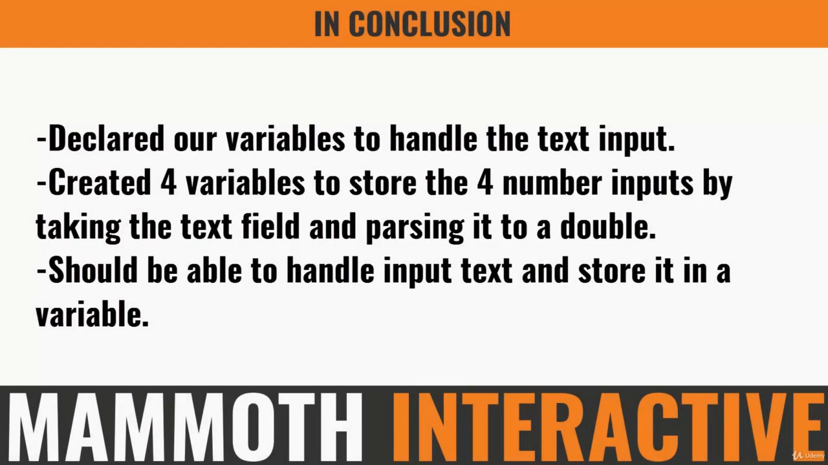In this part of our tutorial, we declared our variables to handle the text input. So we created four variables to store the four number inputs that the user will enter, by taking the text field, passing it to a double, and then storing it in this variable for us to manipulate and use later on. So by now you should be able to handle text input and store it in a variable so that you can use it later on, because it's important to be able to take user input and, in our case, perform some calculation with it.